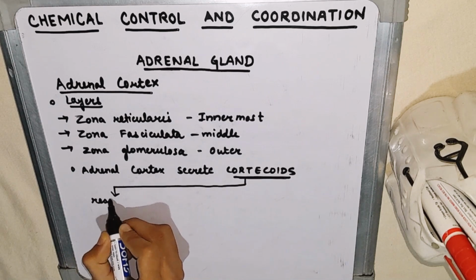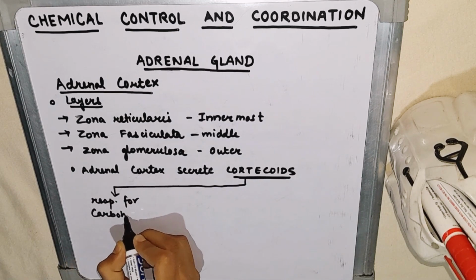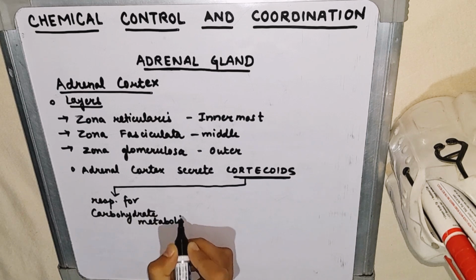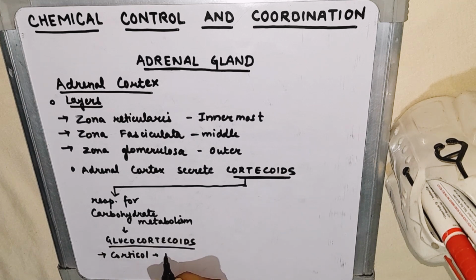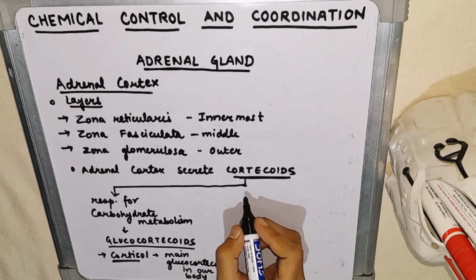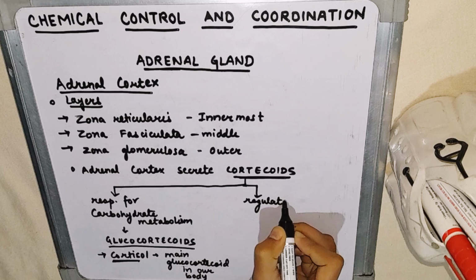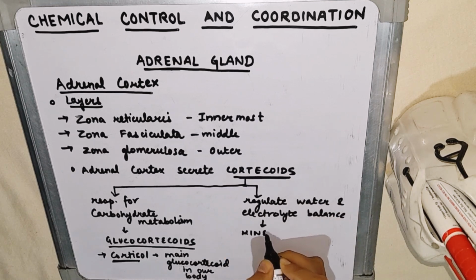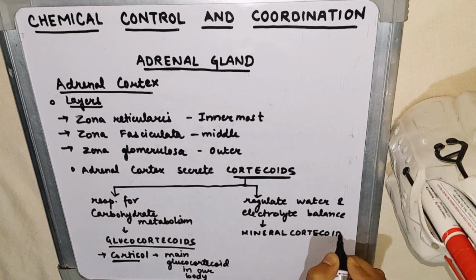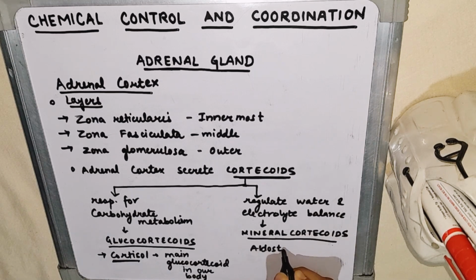There are two types of corticoids mainly. One which is responsible for carbohydrate metabolism. They are called glucocorticoids. An example is cortisol. Cortisol is the main glucocorticoid in our body. Second category is the one which regulates water and electrolyte balance of our body. These are known as mineralocorticoids. Among them, aldosterone is the main mineralocorticoid in our body.